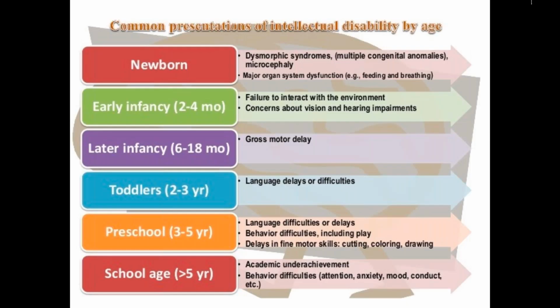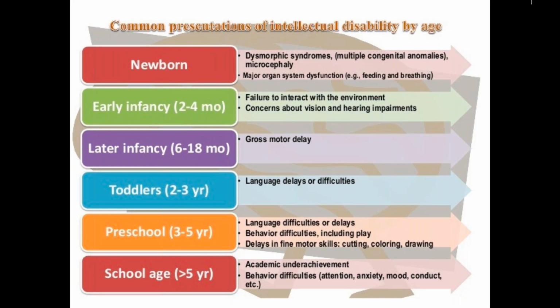Now, what are the common presentations if you look at various ages? During newborn period, you cannot assess that the child is going to have developmental delay because there is hardly any development. So during newborn period, the children present with dysmorphic syndrome. If the child is having Down syndrome, we know that this child is going to have developmental delay. Or the child has got microcephaly and multiple congenital anomalies, this child would be having developmental delay.